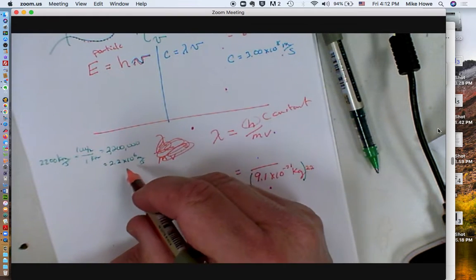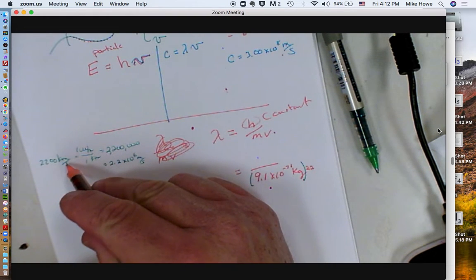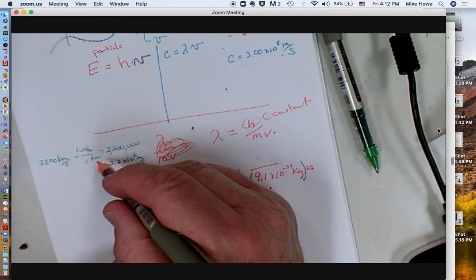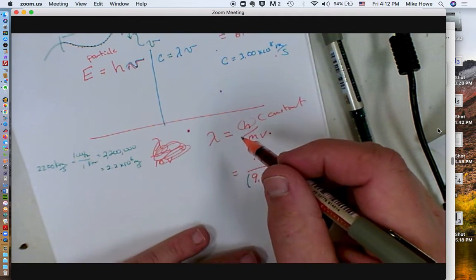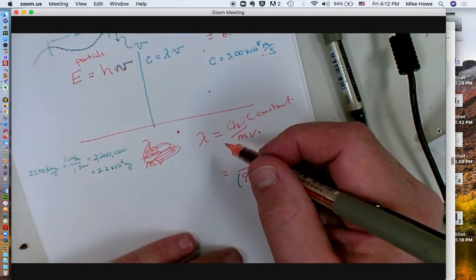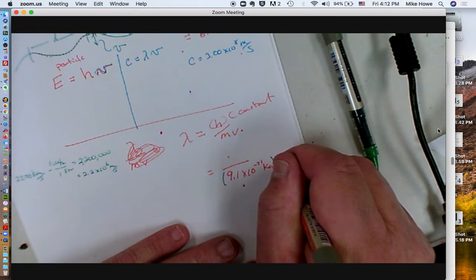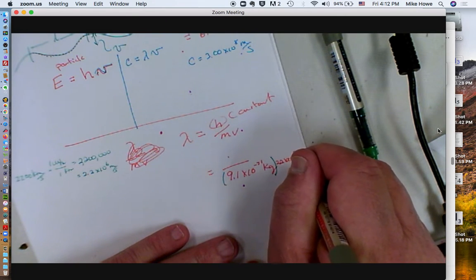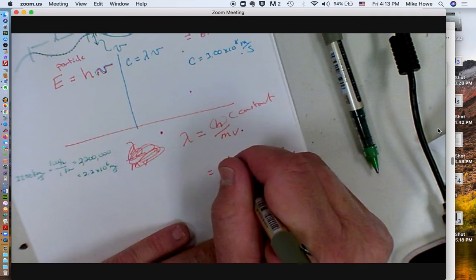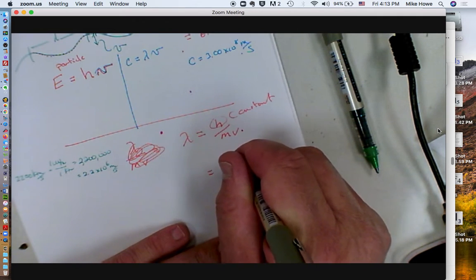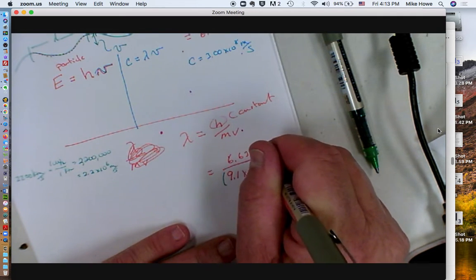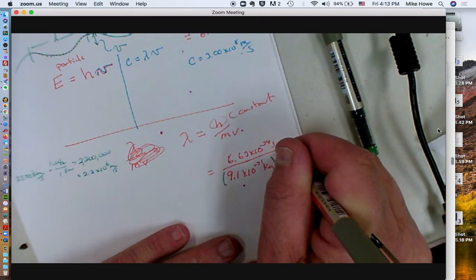2,200 kilometers per second, 1,000 meters per kilometer is 2,200,000 meters per second, or 2.2 times 10 to the 6th meters per second. And of course h is still the same h that we had earlier, 6.63 times 10 to the negative 34th joules per hertz.